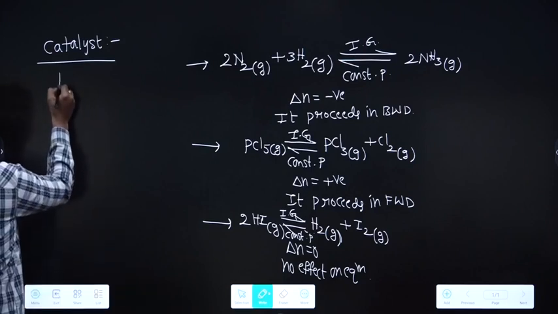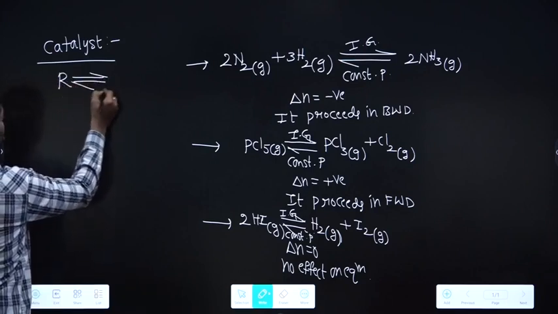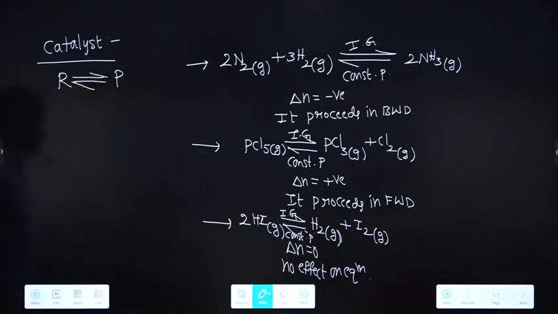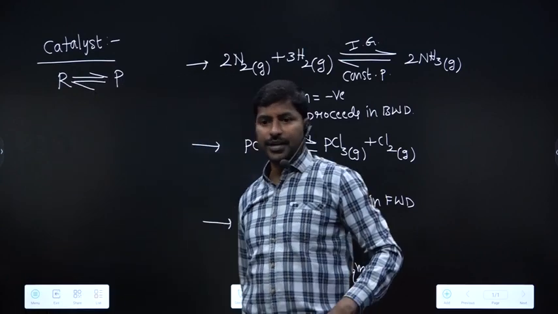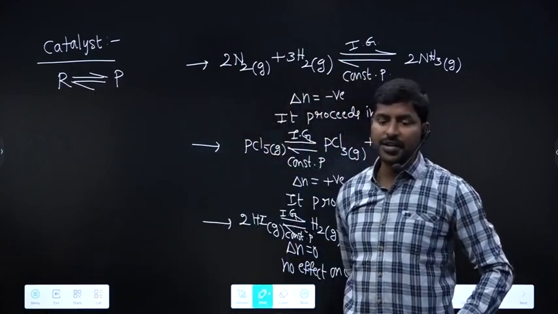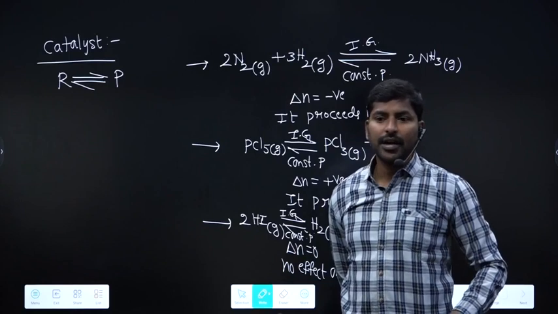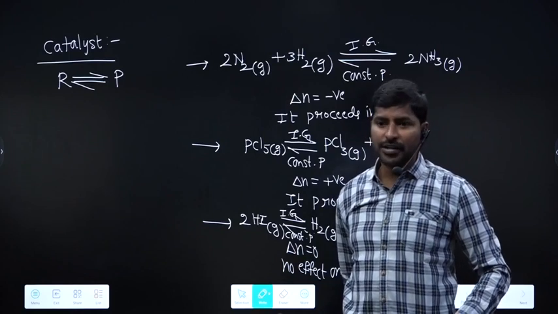So this is some reaction I am taking under equilibrium. If you do the same reaction by using catalyst, what happens? If you use catalyst, what happens? Rate of reaction increases, since activation energy required for the reaction decreases.